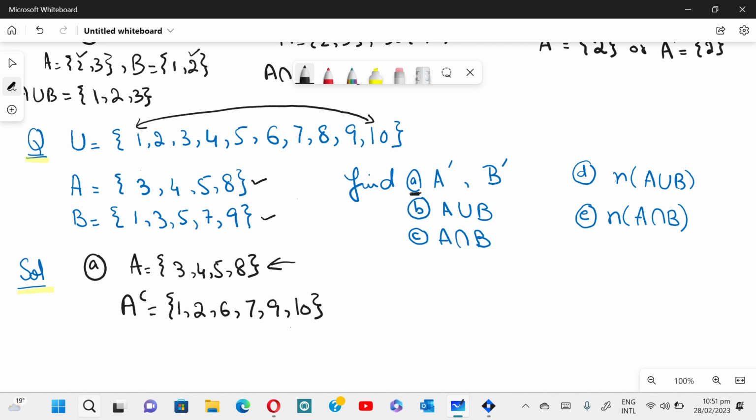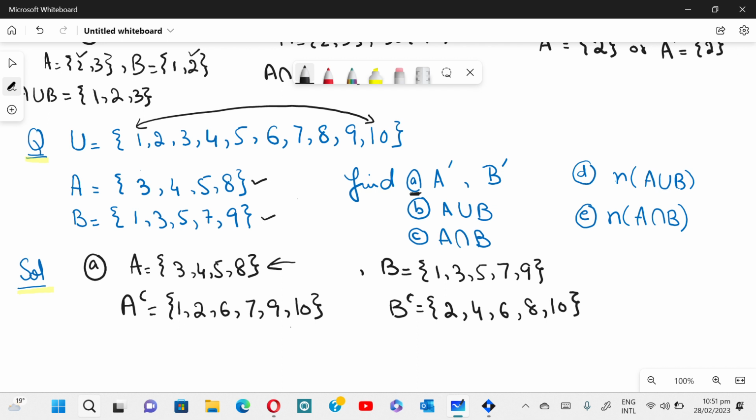Now let's talk about the complement of B. If I have to take complement of B, first of all I'm going to write my B set, which is 1, 3, 5, 7 and 9. Now if I have to take complement of B, I'm going to write all of those elements which are not in set B. So those are 2, 4, 6, 8 and 10. So this is my B complement. My part A is done.